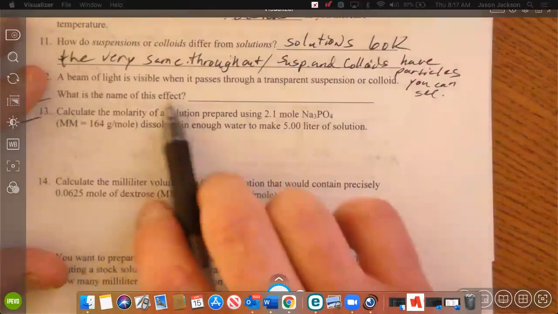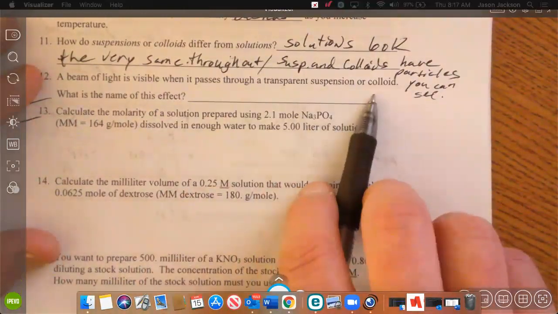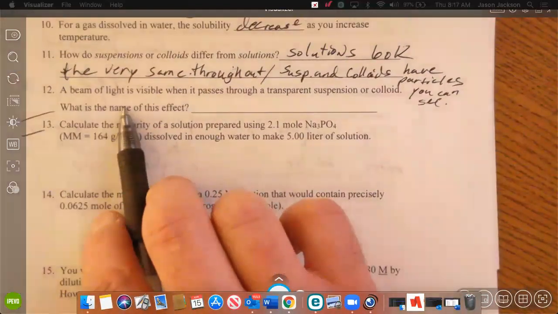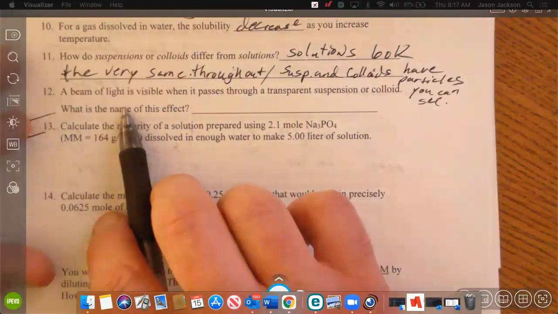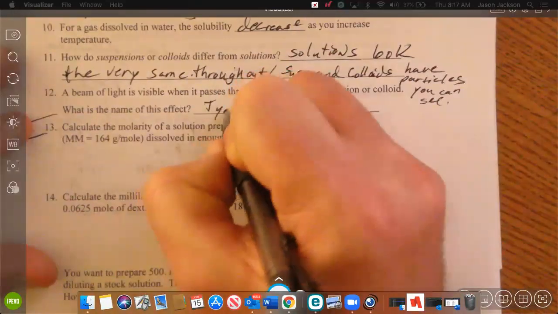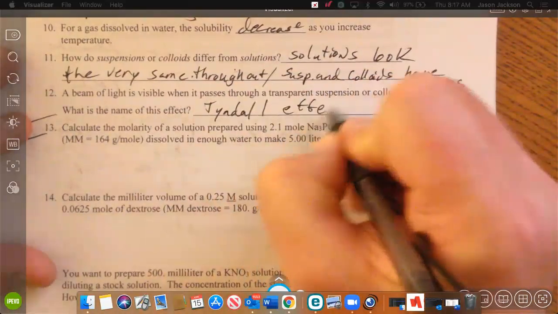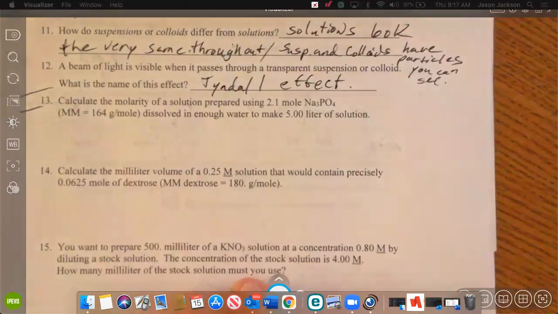A beam of light is visible when it passes through a transparent suspension or colloid. Like we said, if you shoot a laser beam and there is dust or particles in the air, that's known as the Tyndall effect. That's the concept. Now we just have the math.